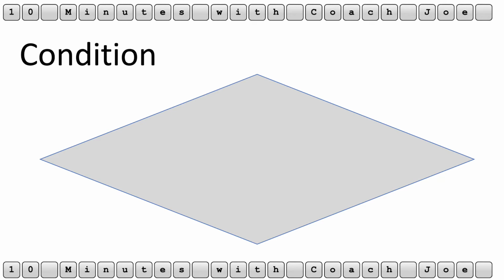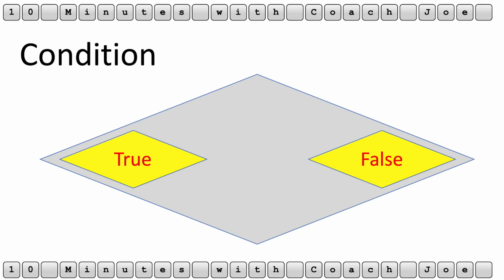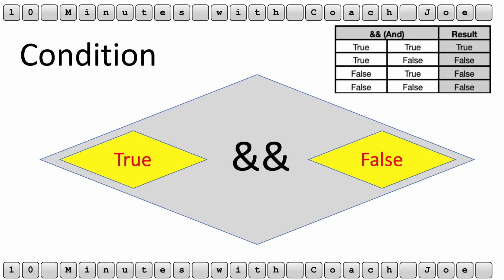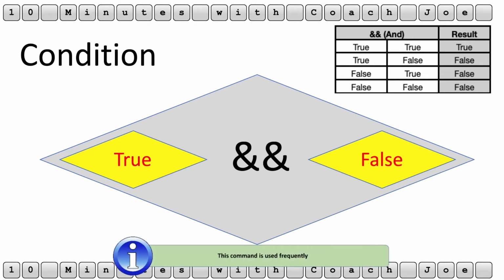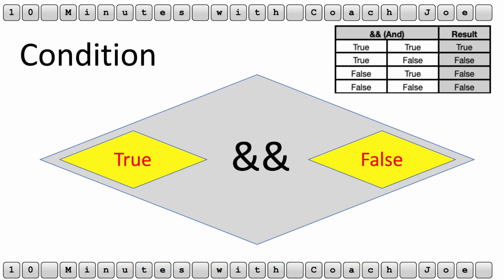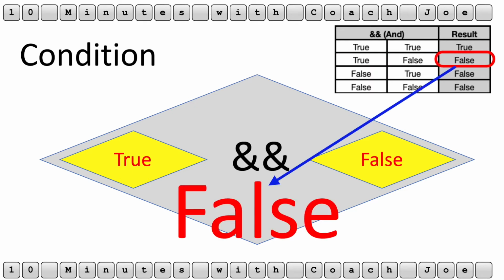Let's start with a diamond that represents the result of a logical condition. We have a condition on the left, there will be a condition on the right, and we can evaluate the condition with a logical AND. Here are the rules for a logical AND. For the logical AND to return true, both conditions must be true. If either condition is false, the result of the logical condition is false. Looking at this example, the left condition is true, the right condition is false. The result of this matrix for the row is false. That means the result of this logical condition is false.